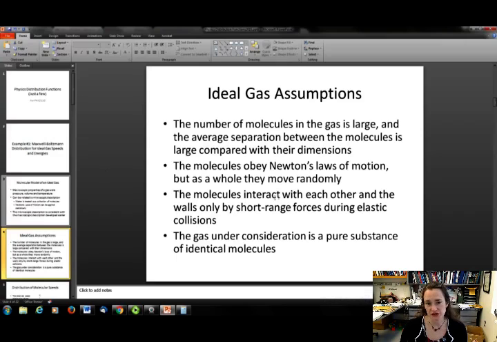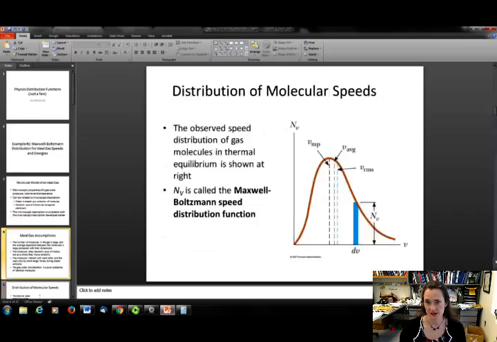You can also assume that the molecules interact with each other and the walls only by short-range forces during elastic collisions. In other words, they don't feel a Coulombic or charge attraction to one another. They're not going to bond. They don't strongly want to interact with one another. So you need pretty much inert gases that aren't going to chemically react with each other or the walls in order for this model to hold. And it helps a lot if you have a pure substance of identical molecules.